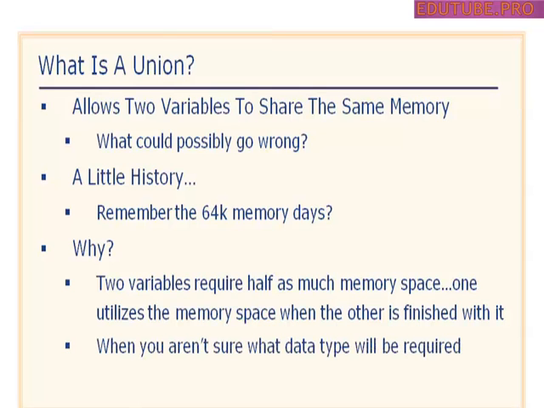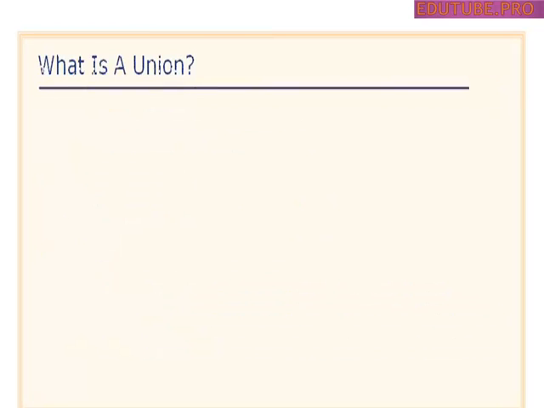The next one is if you're not sure what data type will be required, since two different data types can share the same memory, right? Notice at the top I said two variables. Now I'm kind of adding to the plot here. Two different data type variables can share that same memory space. Then again, I can save a little bit of overhead by just simply plugging data in there without having to create a whole new type.